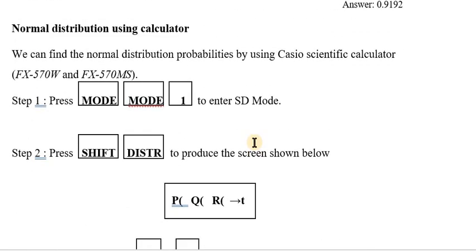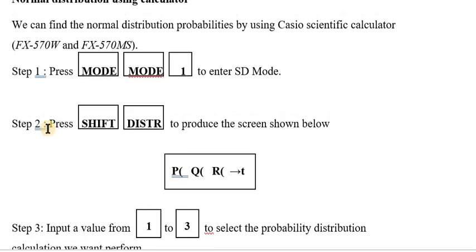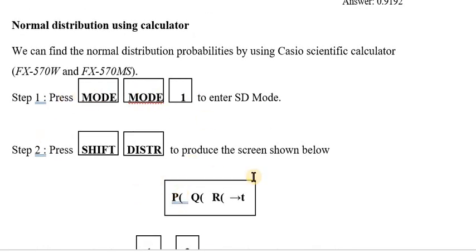Okay, and then instead of using the table, we also can find the probability of normal distribution by using the calculator. This manual is for this model only, but you can always find it for other models, for example on YouTube. There are a lot of tutorials there, so you can find them yourself. It's very simple actually. You can follow step by step here.